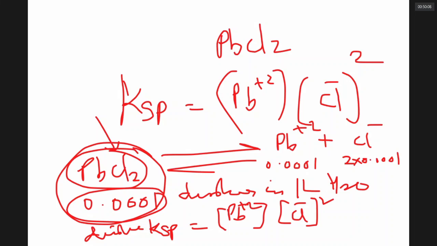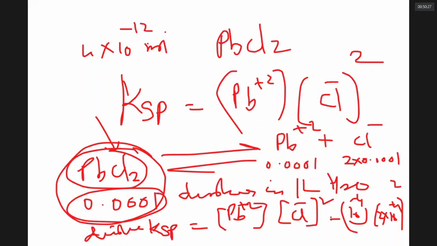Therefore, now the solubility product is equal to 10 to the power minus 4 due to the Pb plus 2, and 2 into 10 to the power minus 4 whole square due to chloride ion. So it will be 4 into 10 to the power minus 12 mole cube per liter cube.